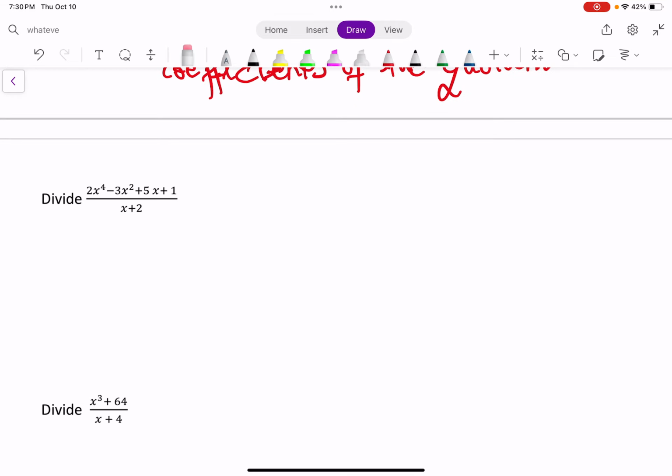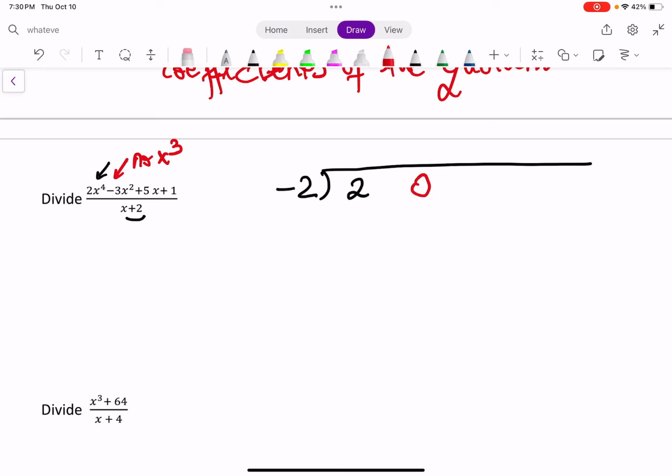Practicing on synthetic division. So here it is. Now at the front, put the opposite of this number, so -2. Inside, put the coefficients of these terms. So it starts with a 2x to the fourth. Now immediately as you see, there is no x cubed. Therefore, we put a 0 for its coefficient. The reason why there's no x cubed is because we have 0 of them. So you do have to fill in the missing terms with their coefficients.